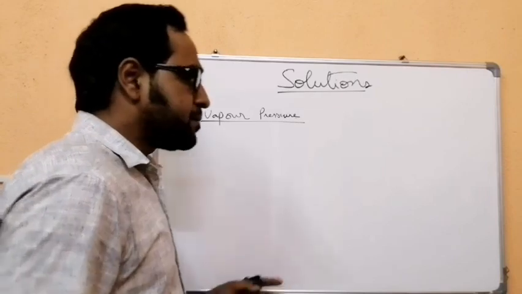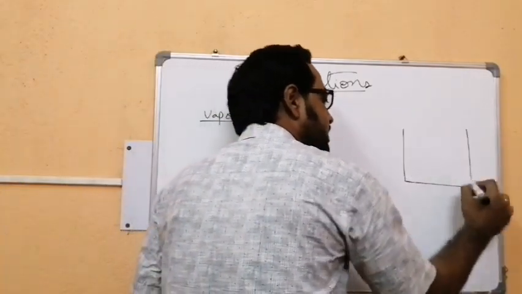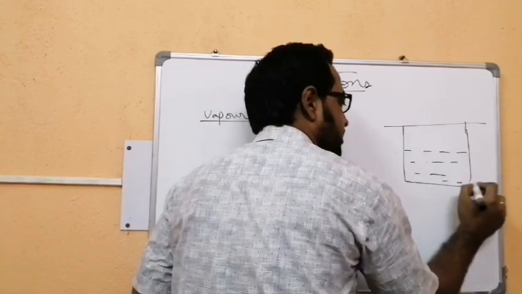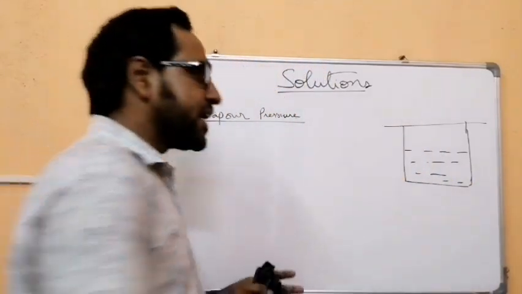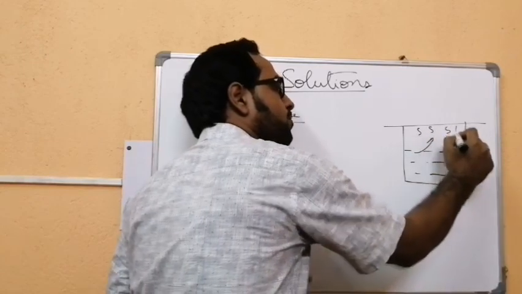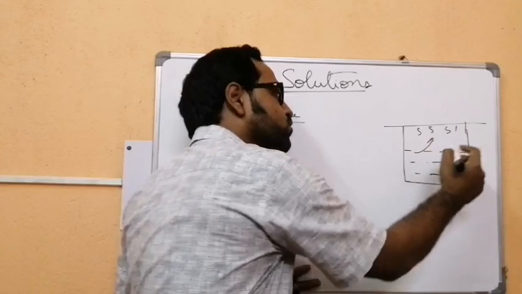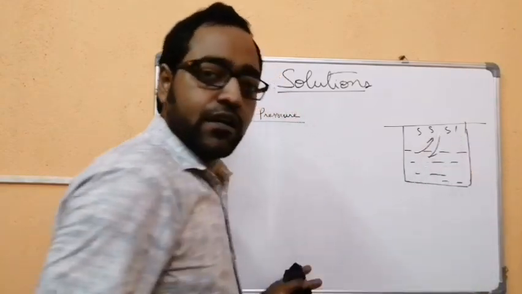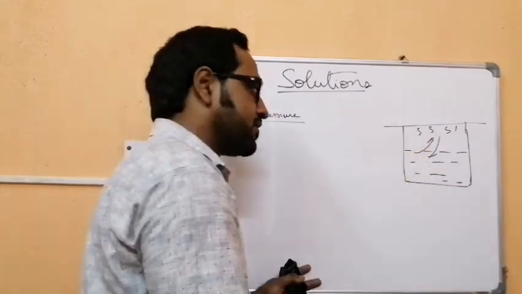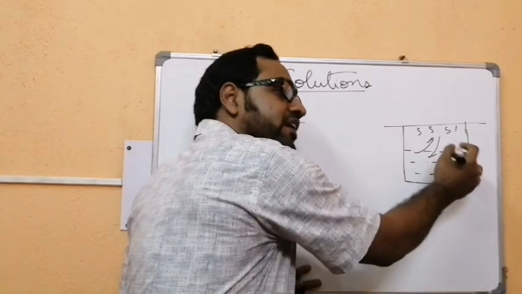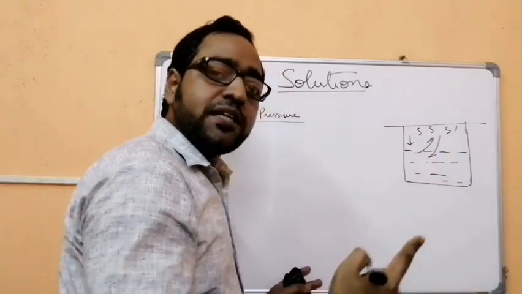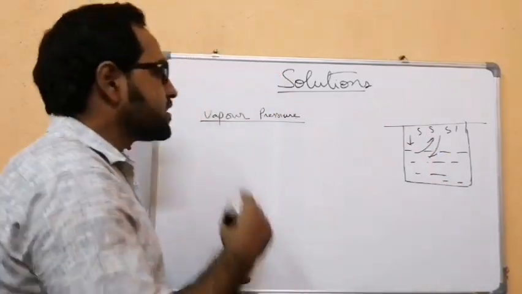This is a very simple term, vapor pressure. Consider you have a liquid in a closed container. Now we all know evaporation takes place from the surface and vapor will form, and this vapor will condense back again to form liquid. Okay, so there is an equilibrium between the vapor and the liquid. This we have learned in class 11 topic. So when vapor is formed, the vapor will exert some pressure on the liquid, and that pressure is called vapor pressure.